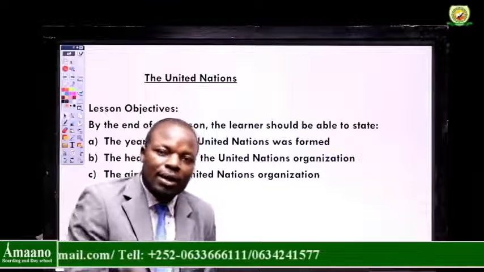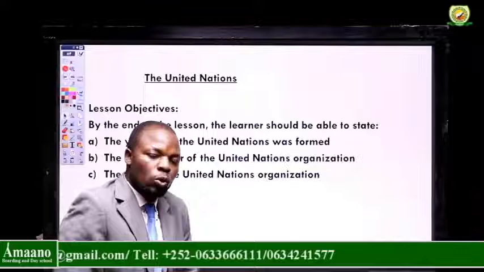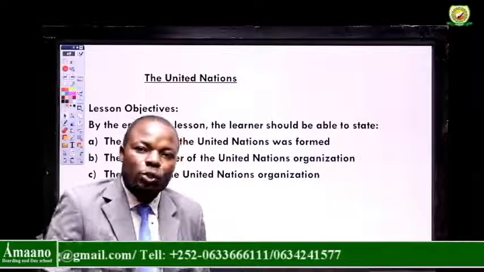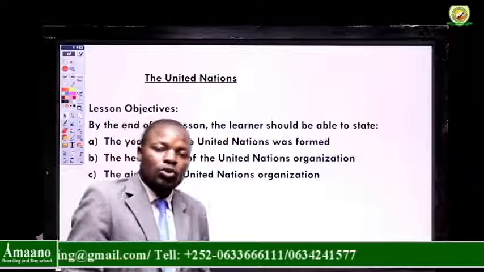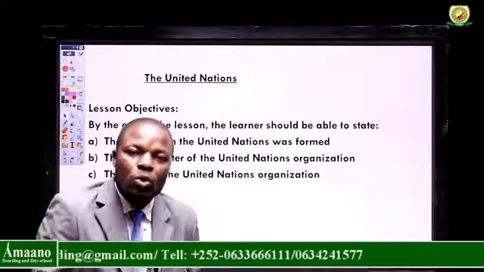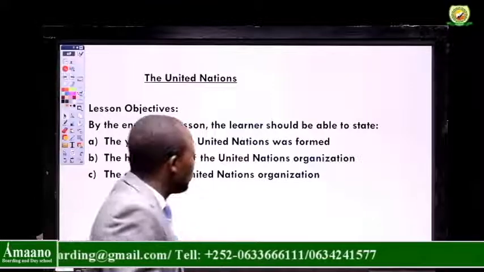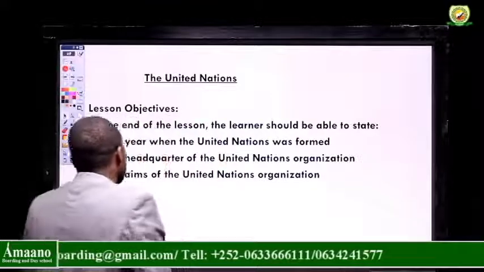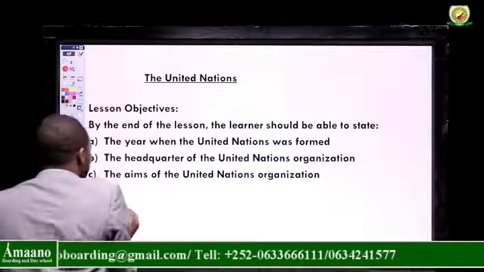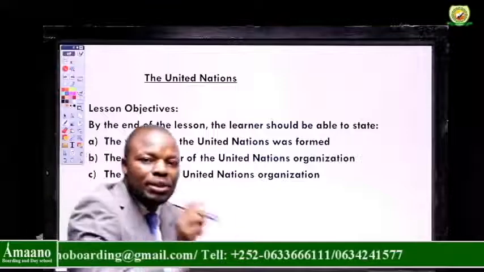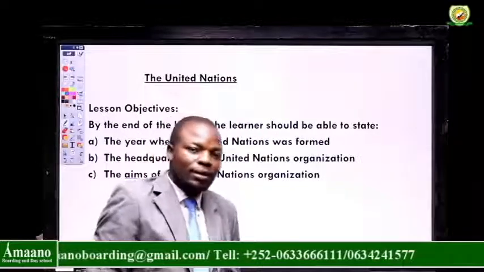And that means that learners, by the end of our lesson today, you should be in a position to state the year in which the United Nations Organization was formed. You should also be able to state the headquarters. Where are the headquarters of the United Nations? You should also be in a position to state the aims. You're talking about the aims of the United Nations. Aims are objectives, reasons why the United Nations was formed, right?